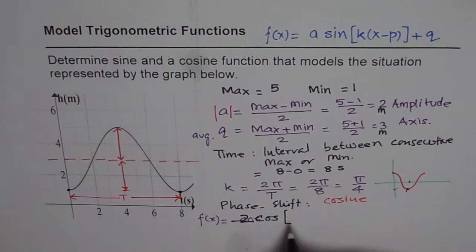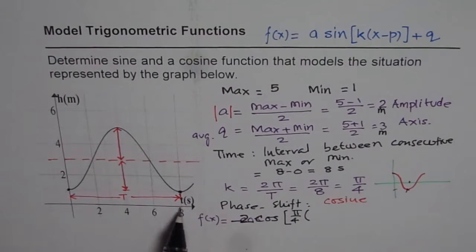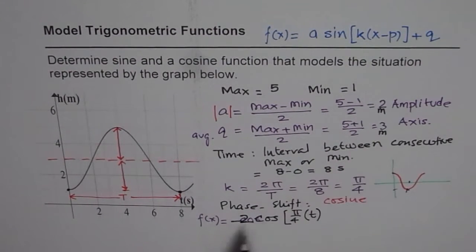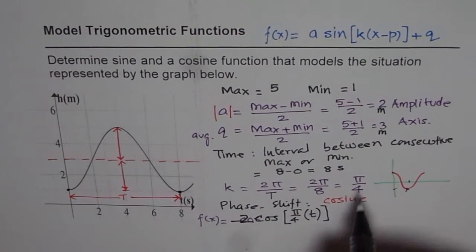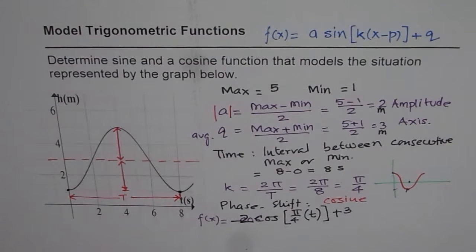And the k value is pi by 4, within brackets, x is my parameter. So here the x parameter is t, right? So I'll write t here, the independent variable, and since we took p as a reflection, that is it, and the axis is at 3, so we get plus 3. So that becomes the equation as a cosine function, right?